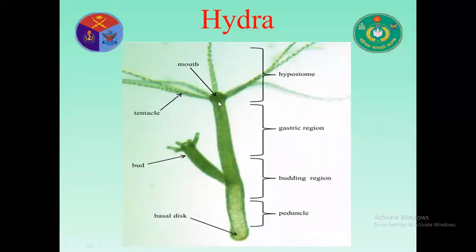It's a full figure of a hydra. Look, this area is called hypostome. This is tentacle, and there is a mouth in the hypostome here, and this is the gastric region, and there is a bud originating from this region. So it is called the budding region, and the last part is called peduncle, and this last part is called basal disc or pedal disc.